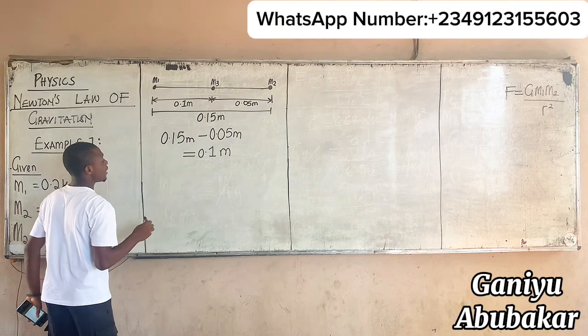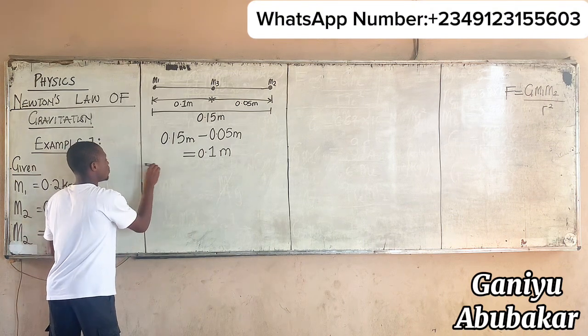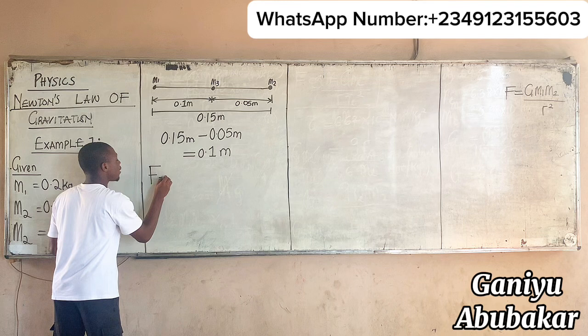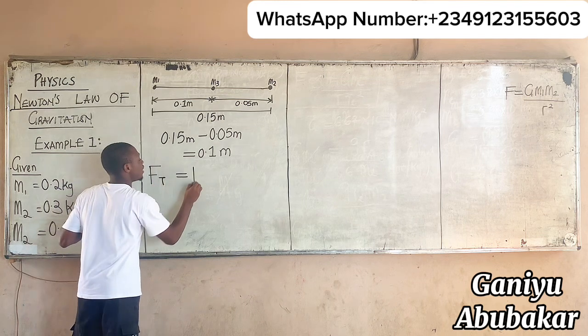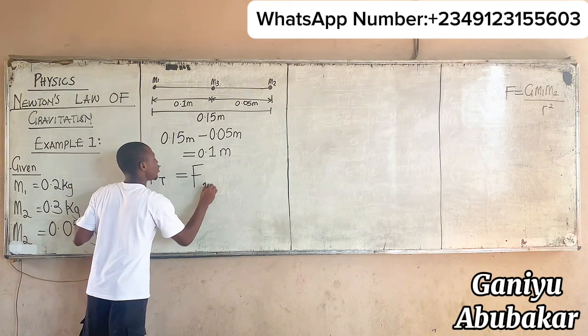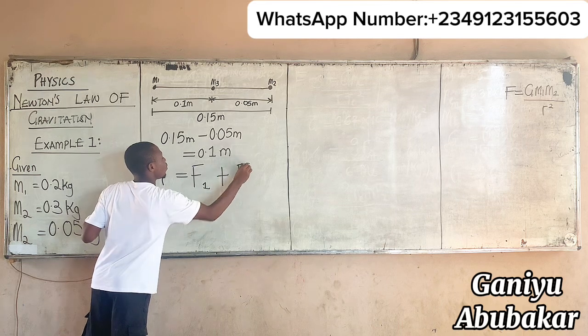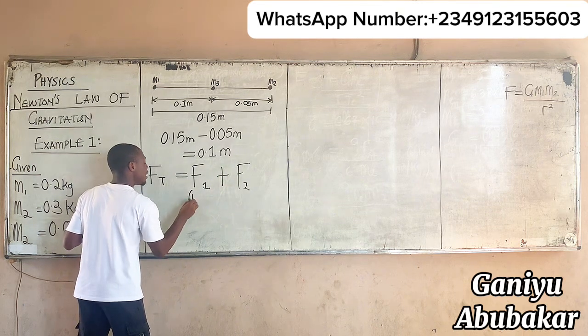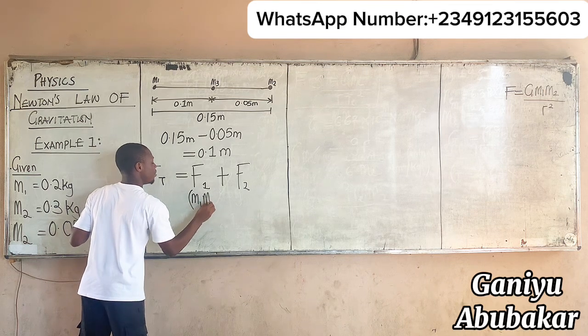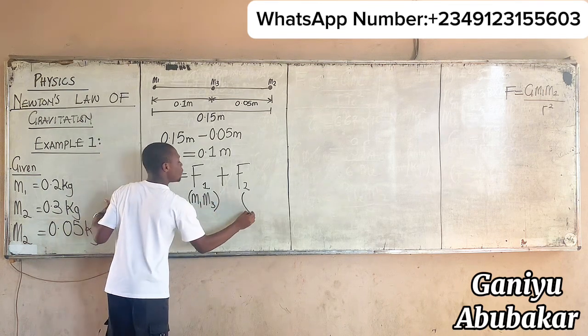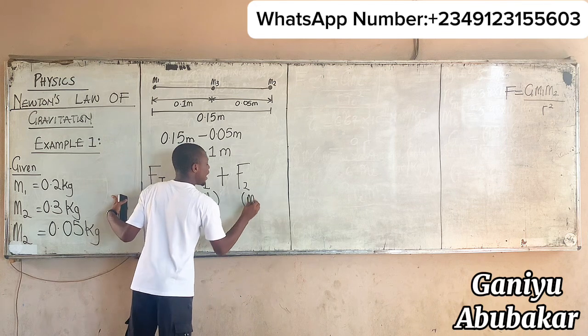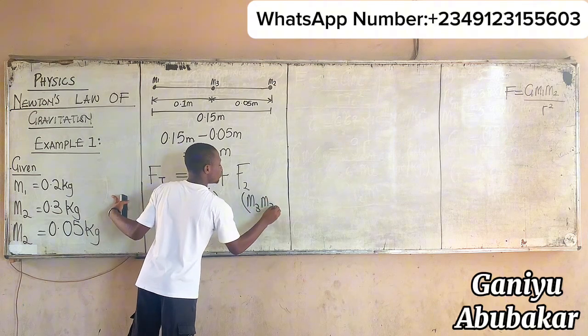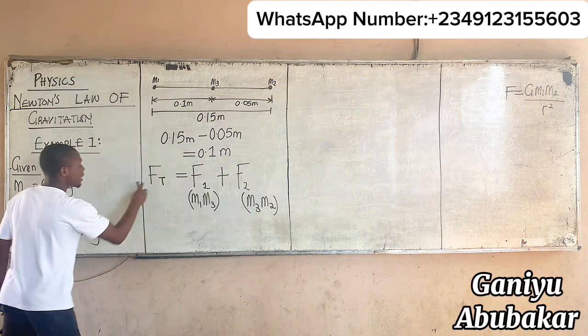So I'm saying that the total force is equal to the first force plus the second force. In my first force, I'm considering m1 and m3. In my second force, I'm considering m3 and m2. All right, so let's get it done, please.